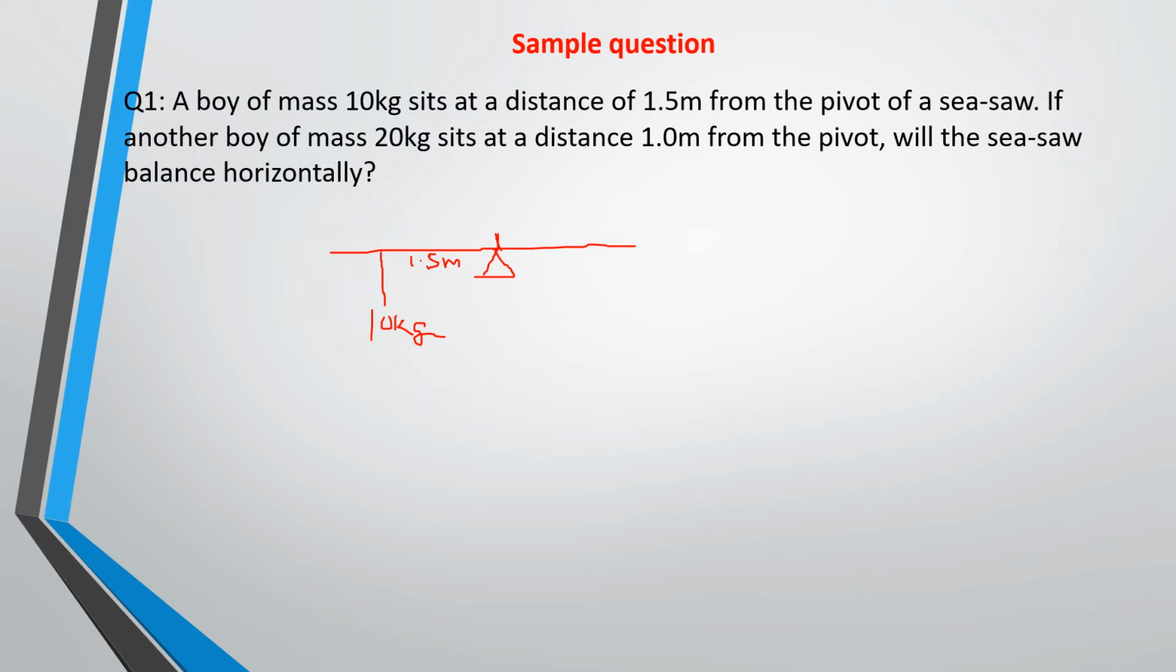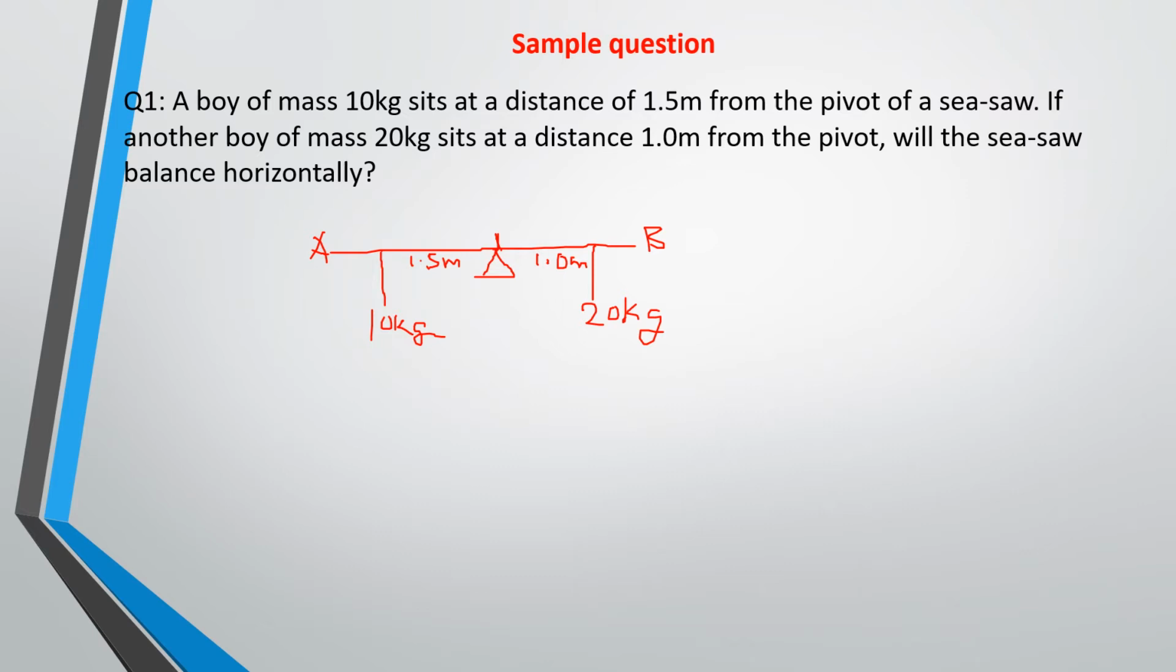Let's see. If another boy of mass 20 kg sits at a distance 1.0 from the pivot, so assuming this other boy sits here and the mass of the boy is 20 kg, then the distance is 1.0 meters. You see, so we have gotten the picture that we need. So what you need to do now is to apply the principles of moment. Now the question is, will the seesaw balance horizontally? For the seesaw to balance horizontally, it means that the clockwise moment must be equal to the anti-clockwise moment. If they are not equal, then the seesaw will not balance horizontally.